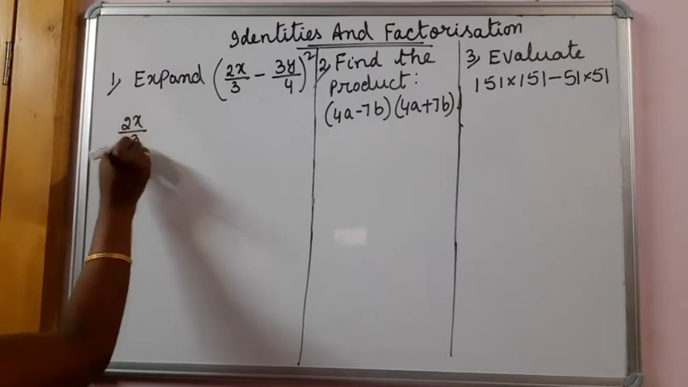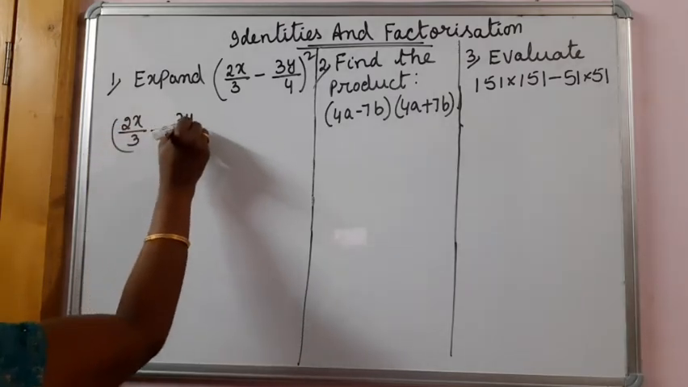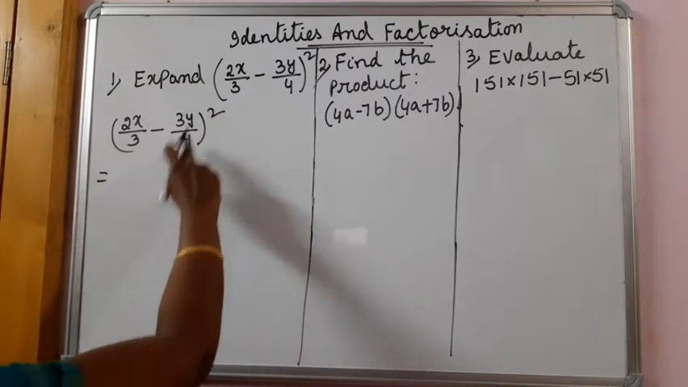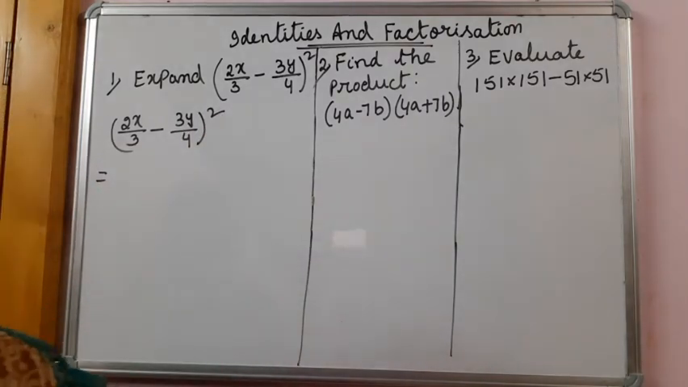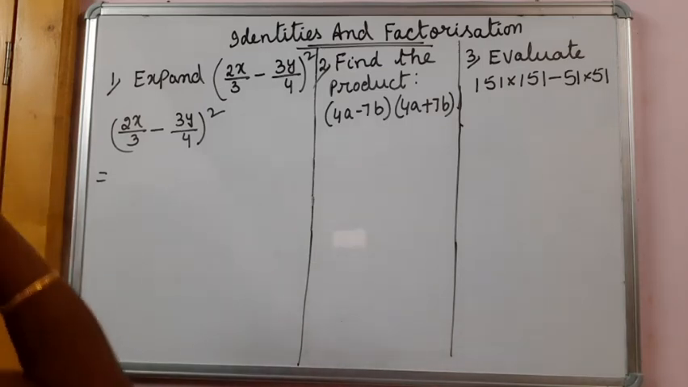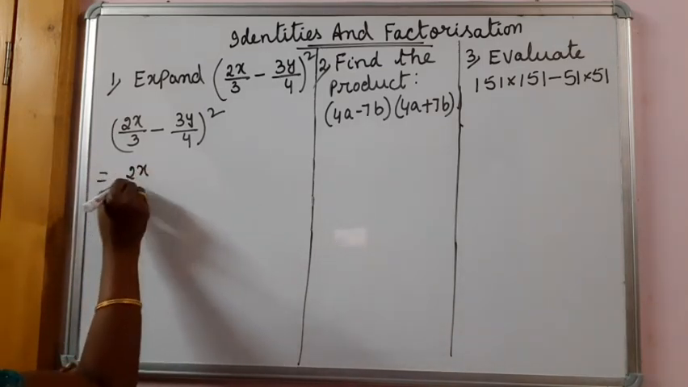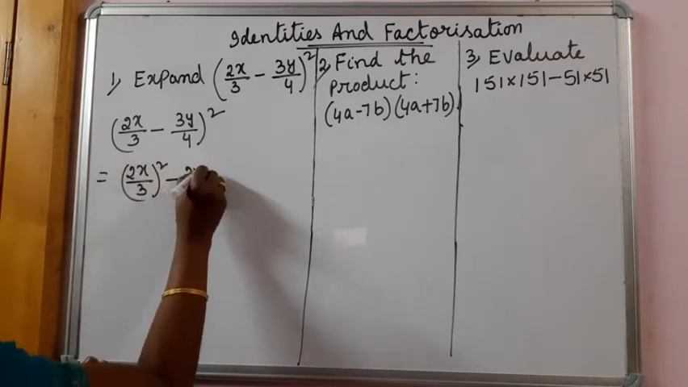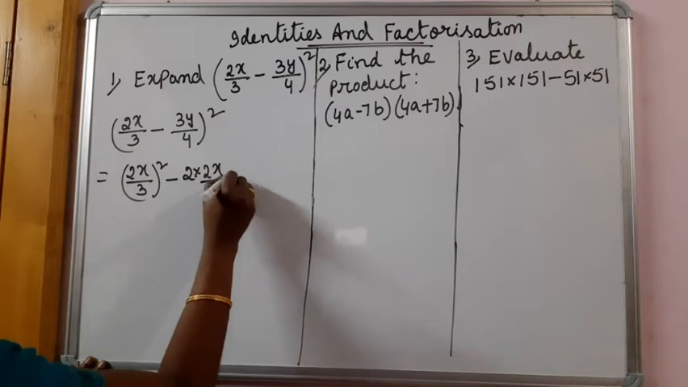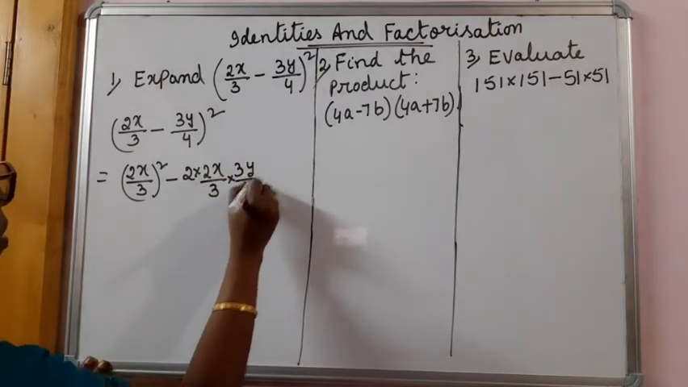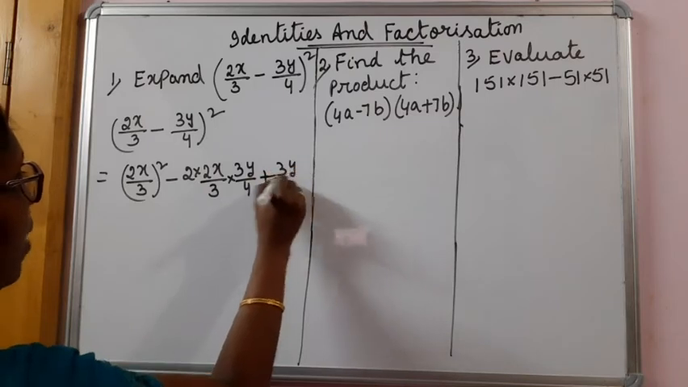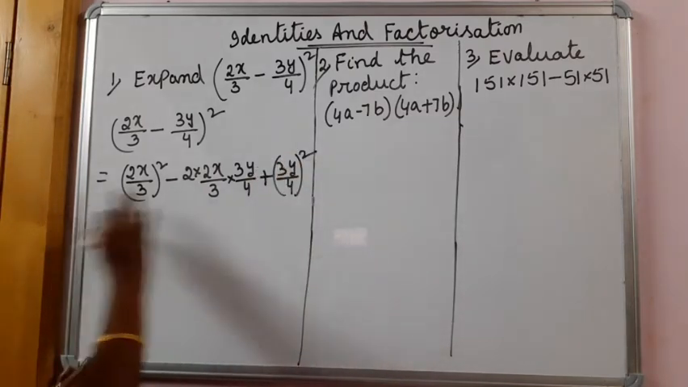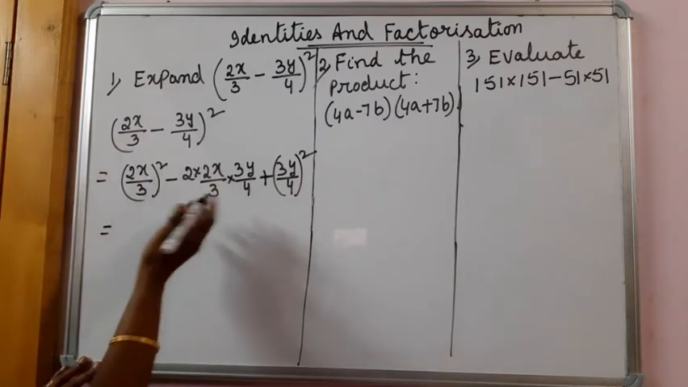So, 2x by 3 minus 3y by 4 whole square is equal to, we know that a minus b whole square equals a square minus 2ab plus b square. Let us think a in mind and write 2x by 3 whole square, a square, minus 2 into a, that means 2x by 3, into b, that means 3y by 4, plus b square, that means 3y by 4 whole square. Now let us expand, that means open the brackets.